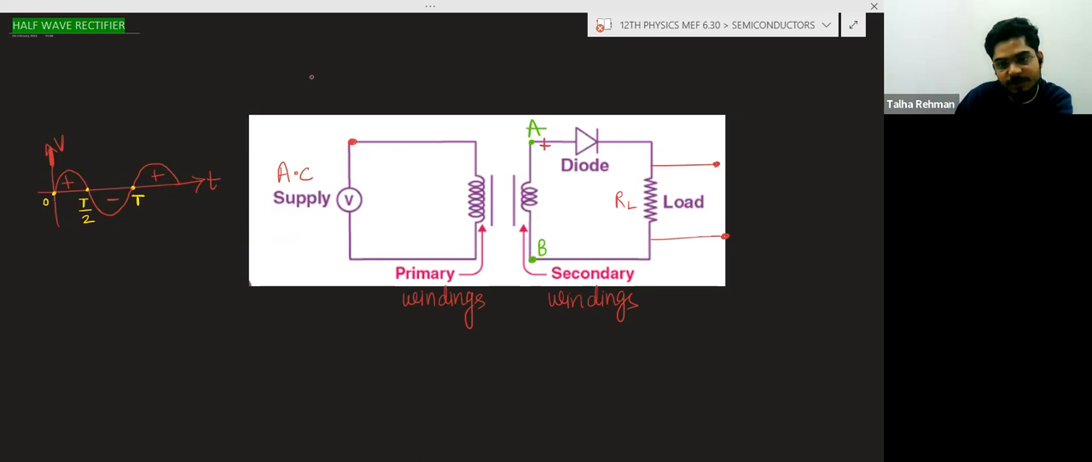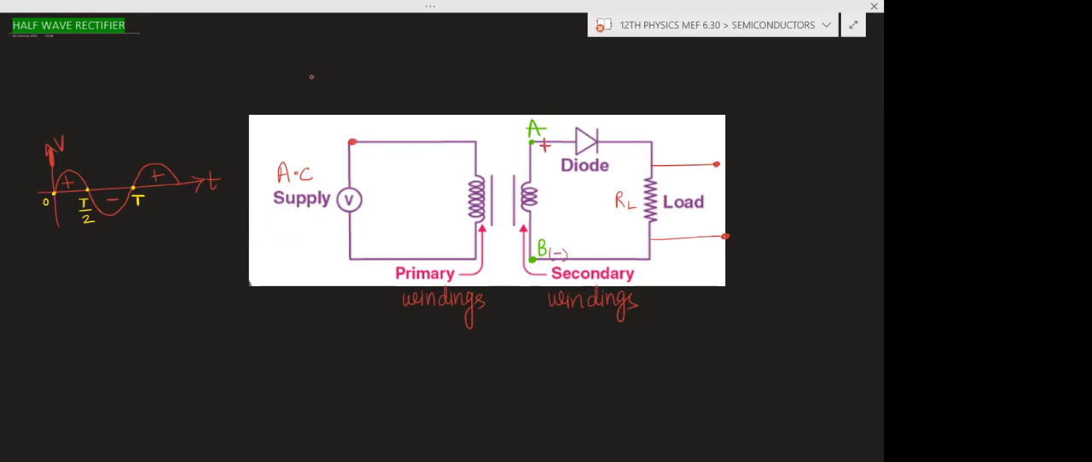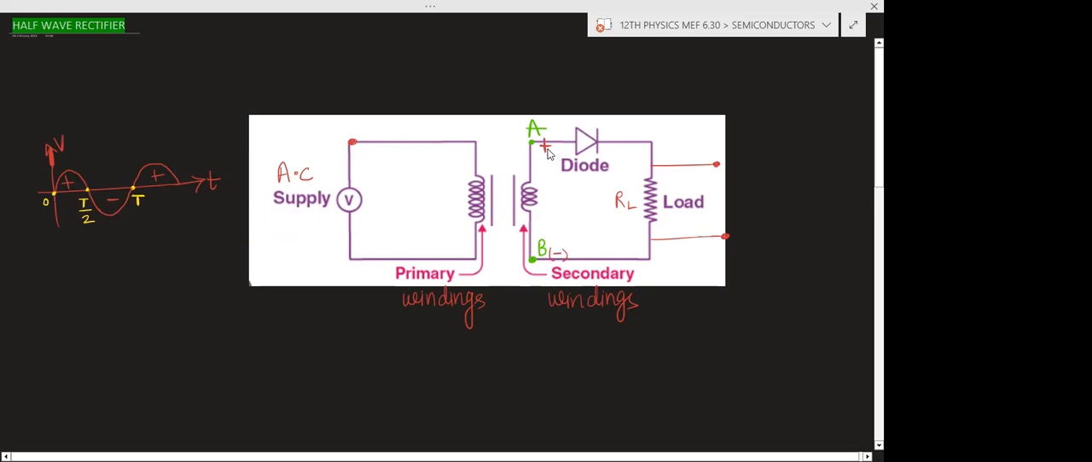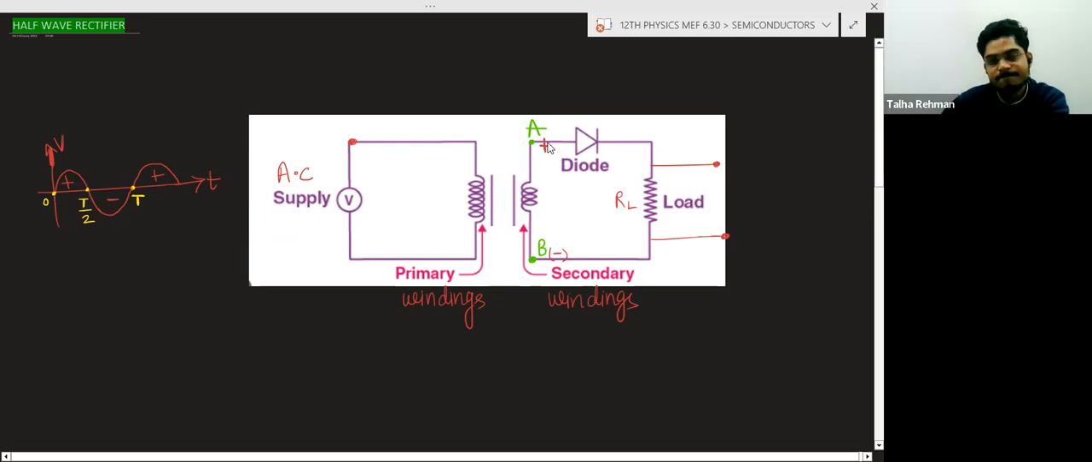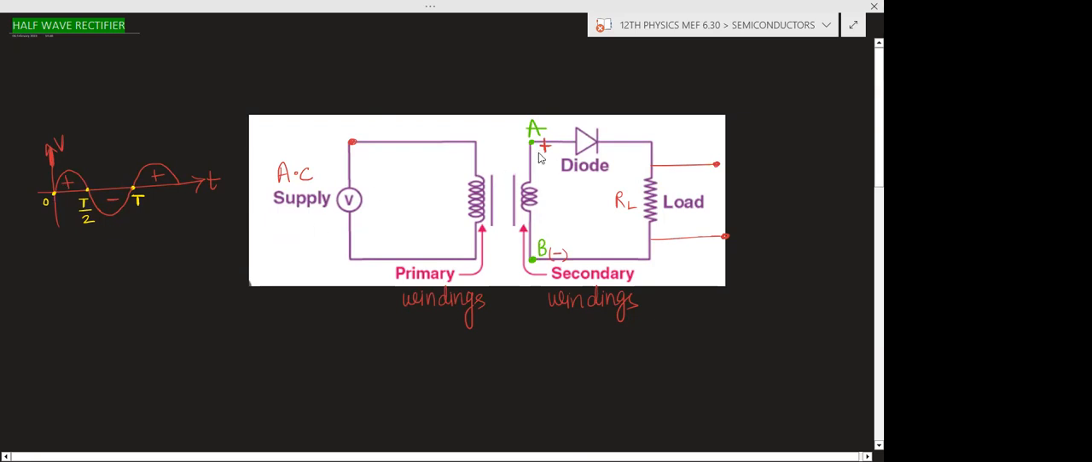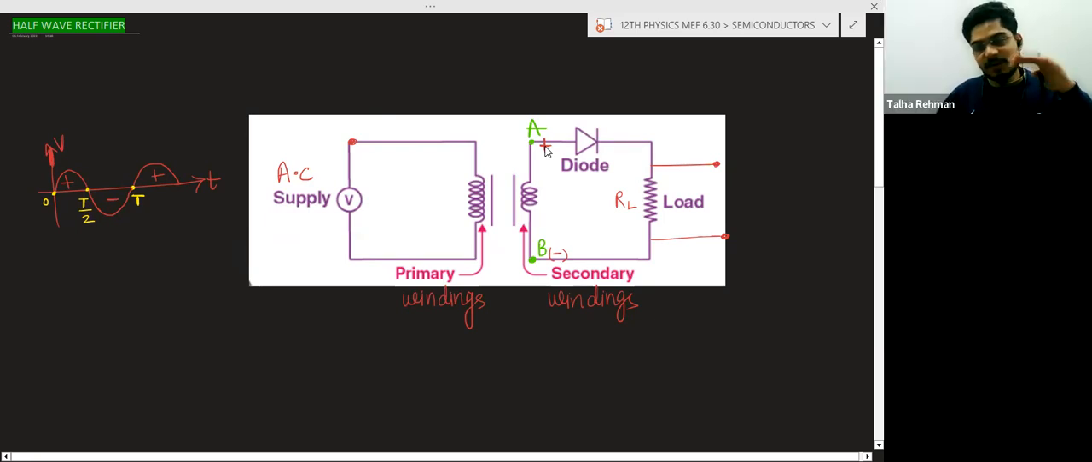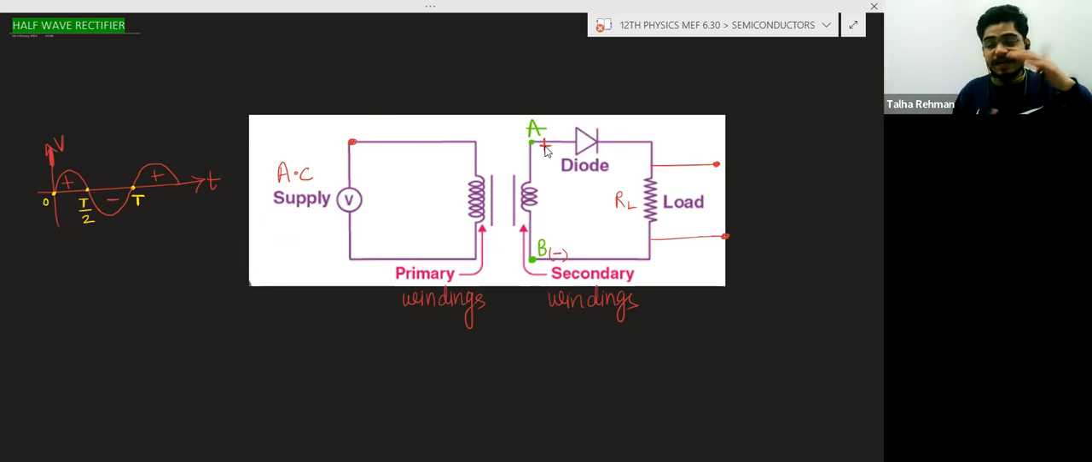This end has the positive potential, and this B end has the negative potential. Understanding why I am taking the positive polarity with respect to this. This can be negative also at any instant of time. I am not saying this end will always be positive, because this is alternating current.